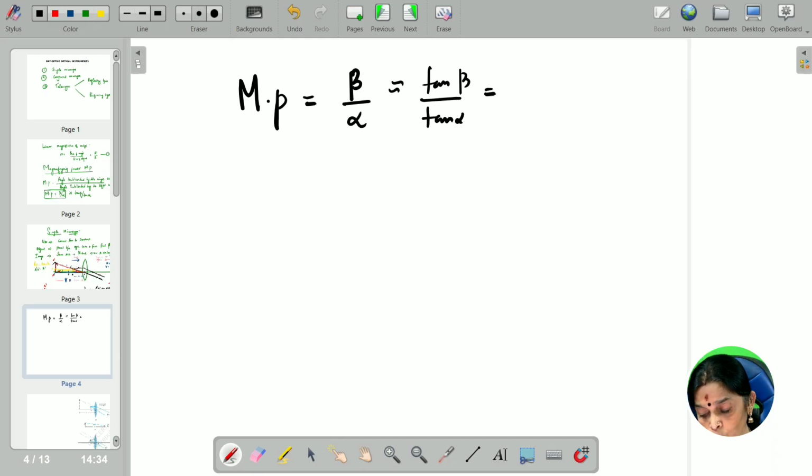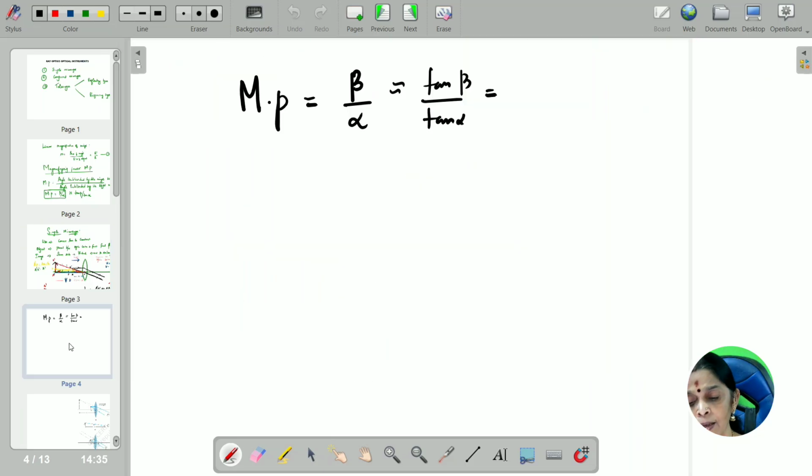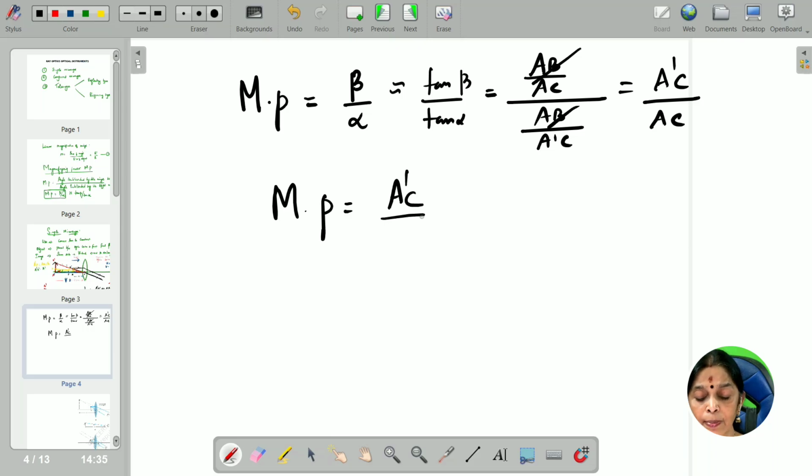What is tan beta? Just now we wrote tan beta is AB by AC. What is tan alpha? AB by A dash C. So therefore I can write AB by AC divided by AB by A dash C. So what happened to AB? AB gets cancelled. A dash C by AC. So therefore magnification power is equal to A dash C by AC.